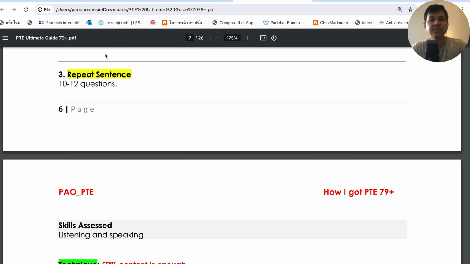speaking, because for read aloud, the first task, you can see the text on the screen, but for repeat sentence, you're just going to hear the audio. You're just going to hear about 10 to 12 questions. The problem is, what if you don't have any idea what they are talking about? What if you don't know the content?